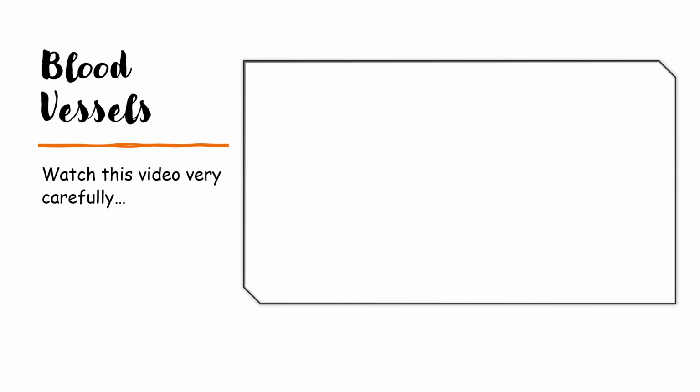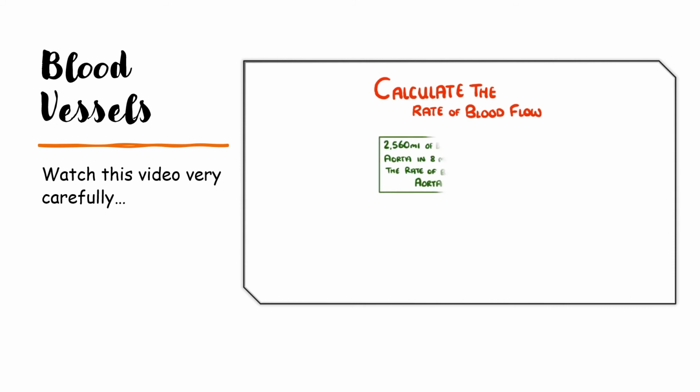Before we finish, let's quickly cover how to calculate the rate of blood flow. A typical question could look something like this. 2,560 ml of blood passes through the aorta, which is the big artery that leaves the heart, in 8 minutes. Calculate the rate of blood flow through the aorta in milliliters per minute.